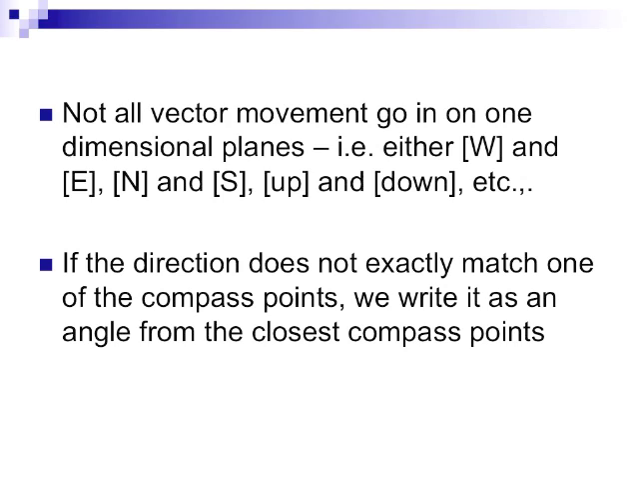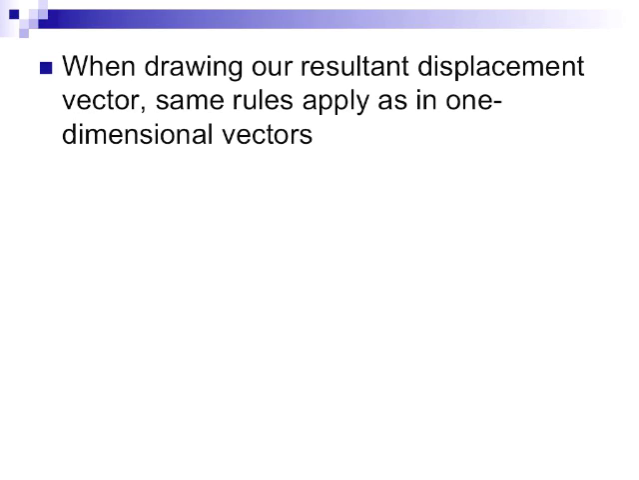So what we're going to be looking at now is what happens when we include all the compass directions, including the ones in between, right, that go at an angle. So if the direction does not exactly match one of the compass points, we write it as an angle from the closest compass point. Okay. So when drawing our resultant displacement vector, the same rules apply as in one-dimensional vectors. We always draw from where we start to the point in which we finish. The only thing is, this time, we might be going at an angle.